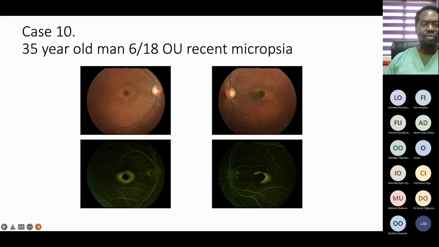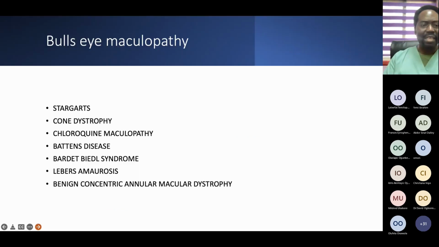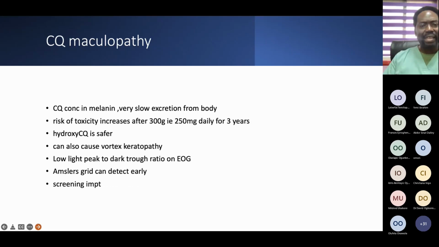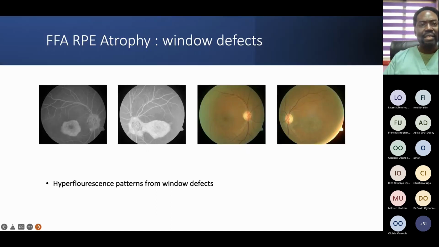Another thing we see here is what is called the bullseye maculopathy. You can see the appearance on fundoscopy. You can see the central hyperpigmentation and the peripheral area around it that shows RPE atrophy. When you do an FFA, you can actually see the hypofluorescent center and the hyperfluorescent ring, which forms the description of bullseye maculopathy, and there are many differentials of that: Batten disease, Leber's amaurosis, Stargardt, cone dystrophy. And quinine is also a differential of bullseye maculopathy.